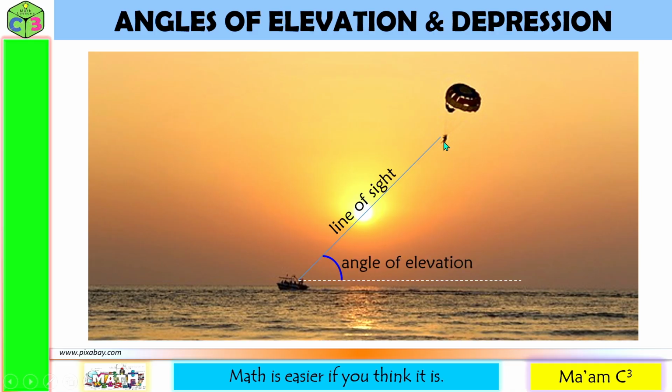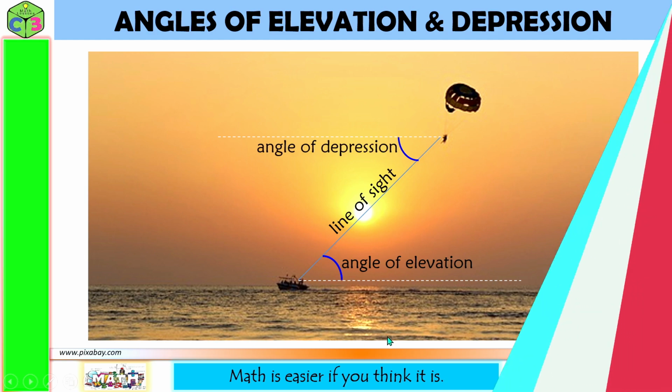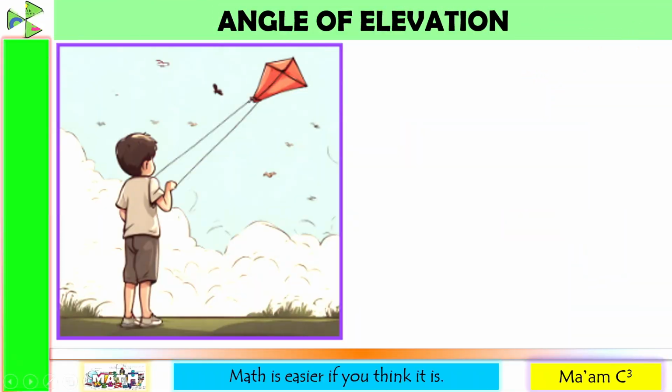Now, if you are the one in the parachute and looking down here on the boat, your line of sight is going downward. Again, I will create a horizontal line. This forms an angle here, and this angle is called angle of depression. Now, let us discuss first angle of elevation. Here is a boy looking at his kite.